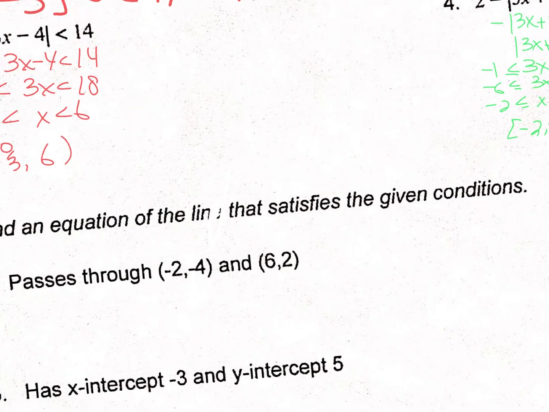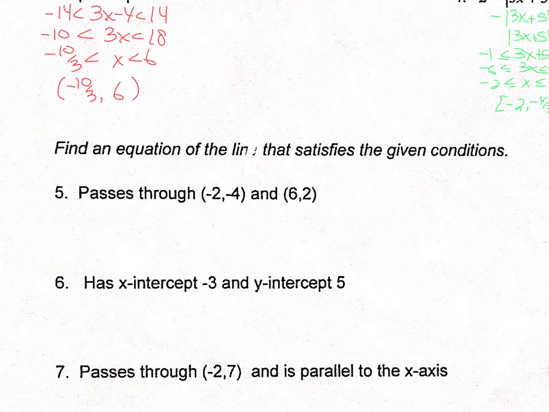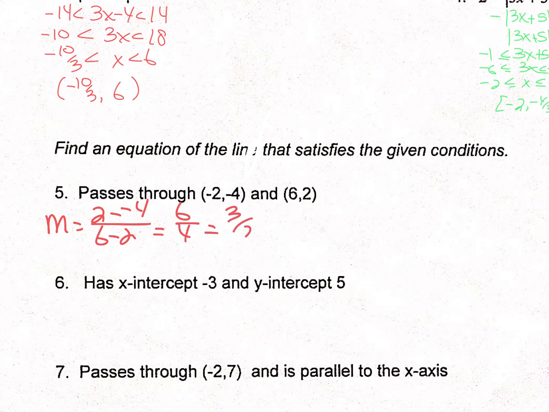All right, number 5. Find the equation of a line that satisfies the conditions. It says passes through those 2 points. Obviously, when you write your equation of a line, you need 2 things. You need a point and a slope. A point and a slope. So we've got to find the slope. The slope is y minus y over x minus x. So you get 6 over 4, which is 3/2. That's the slope. You can pick either one of these 2 points you want to. I'm going to take the 6, 2, just because they're both positive.